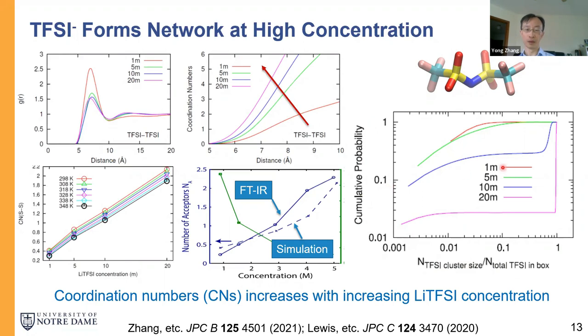Here we can see, for example, at low concentration, 1 molal, this curve increases and reaches the probability of 1 really quickly, at a very small cluster size. This means at low concentration, TFSI exists in the liquid phase as really small clusters: monomers, dimers, or small clusters. The picture is similar for the other molecule, but it reaches one a little bit later, meaning we start to see slightly bigger cluster sizes.